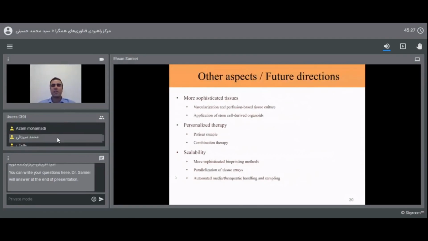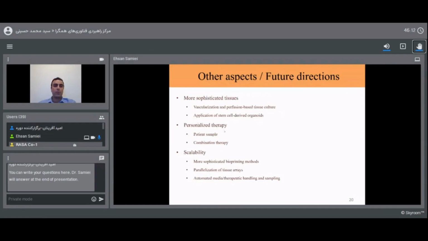Several steps can be taken as future directions, some of which have already been started, and several research groups, including our research group here at the University of Toronto, use different strategies to improve organ-on-chip models. One way is to develop more sophisticated tissues, for example by vascularization of the tissue, involvement of endothelial cells, and formation of the lumen, and also the application of stem cell-derived or patient-derived cells to form organoids and develop more complex tissues.